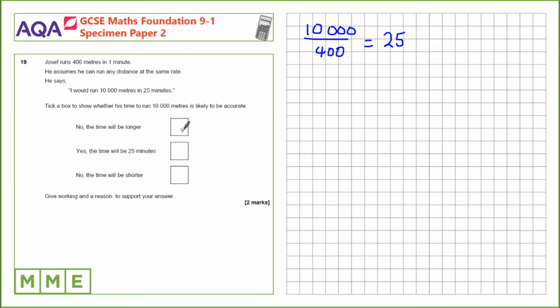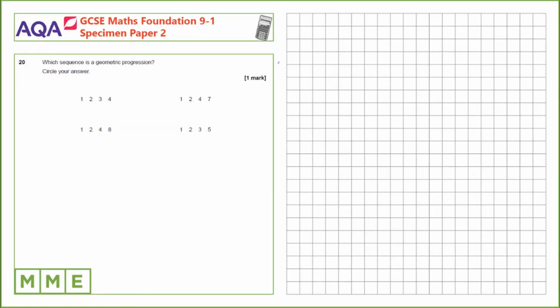So, assuming that he'll take 25 minutes if he runs at the same pace makes sense. However, we assume that the time will be longer because this assumption here, the assumption that he can run any distance at the same rate, is incorrect. Clearly he's going to run 10,000 meters at a much slower rate than if he would run 400 meters. So that's our conclusion. Time will be longer, and no, he can't run 10,000 meters at the same rate he does 400 meters.